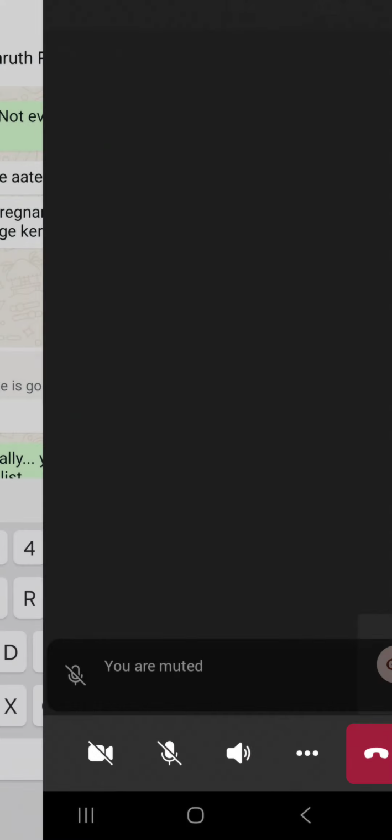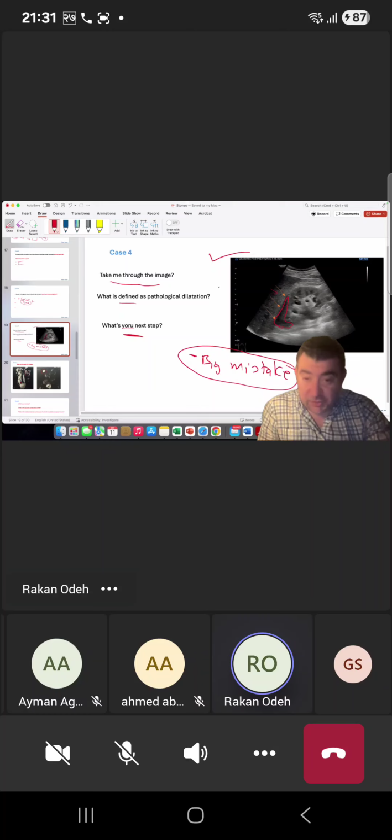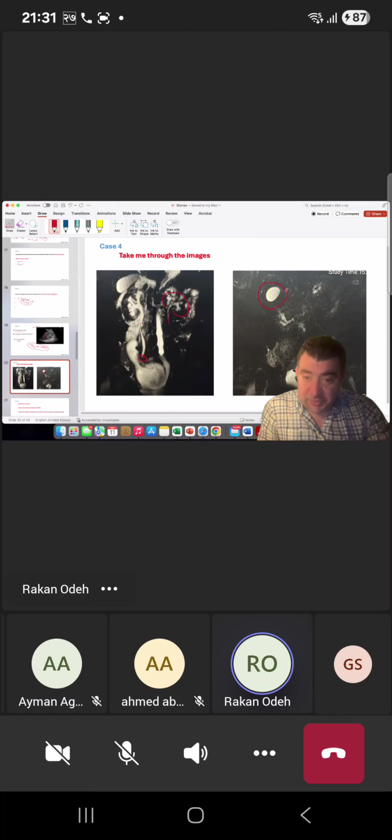But you take me through the image very well, and you're very confident, you're fluent, good speed. You went through the image really good, and then you requested MRU or T2 weighted image. You went through it very well.